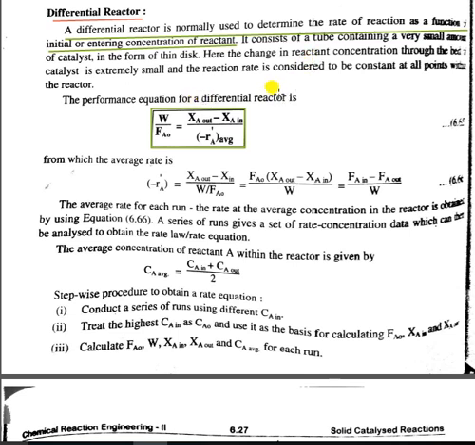It is given by W by FA0 is equal to XA out minus XA in, divided by minus RA dash average. And RA dash average can be found using this equation.